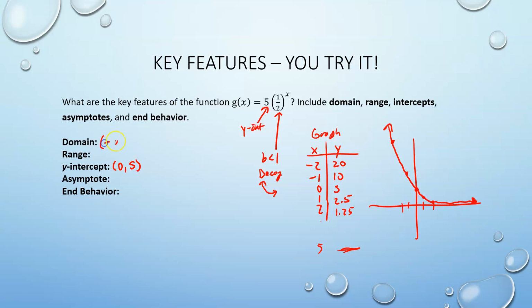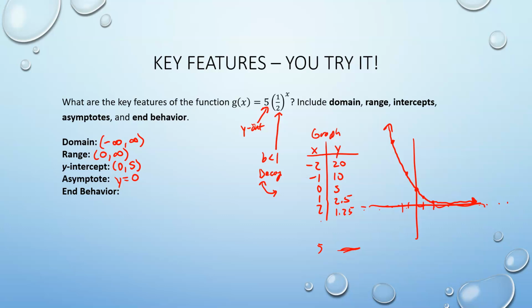Your domain was still negative infinity to infinity. It still covers everything. The range, it still never goes down below the x-axis, so it's 0 to infinity because it also will never touch 0. So make sure you put that parenthesis instead of a bracket. The asymptote is y equals 0 because that's this horizontal line that it's getting close to but never touching.